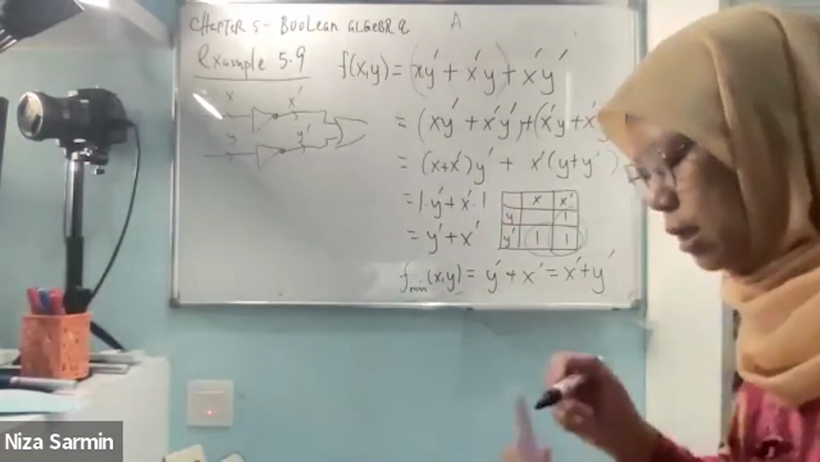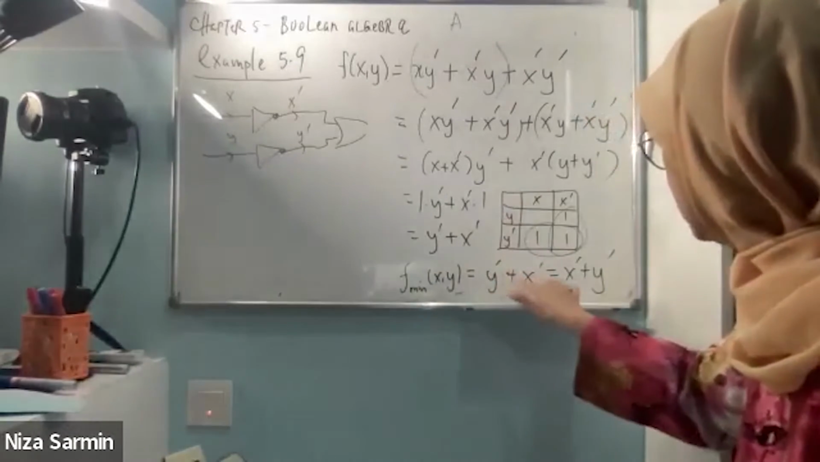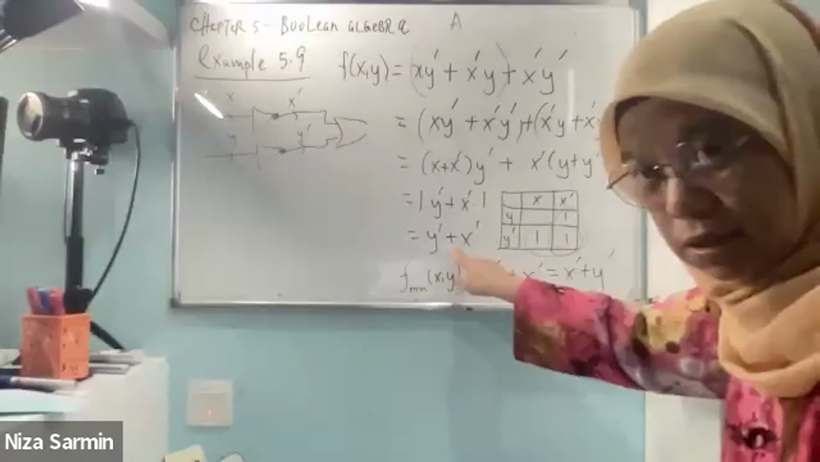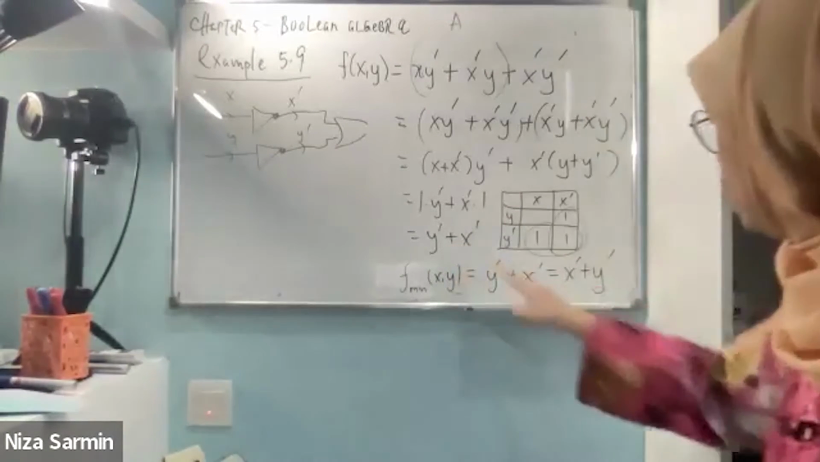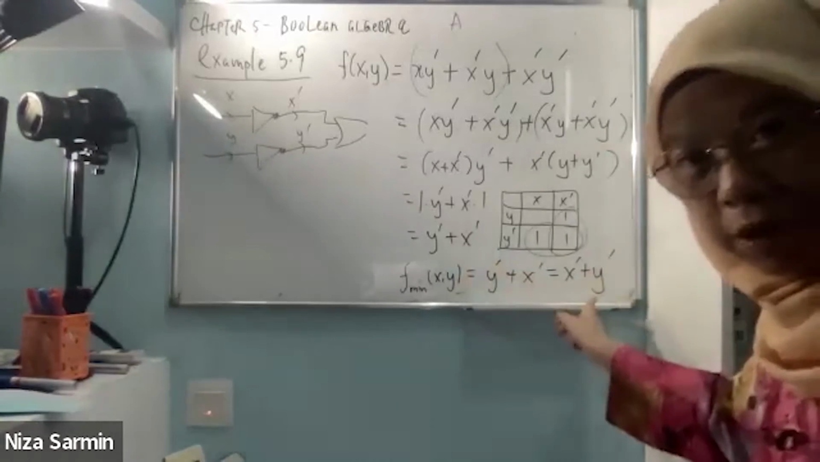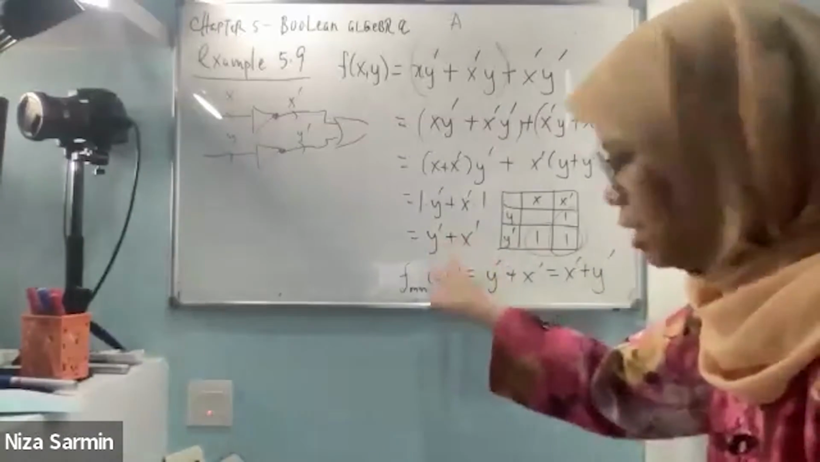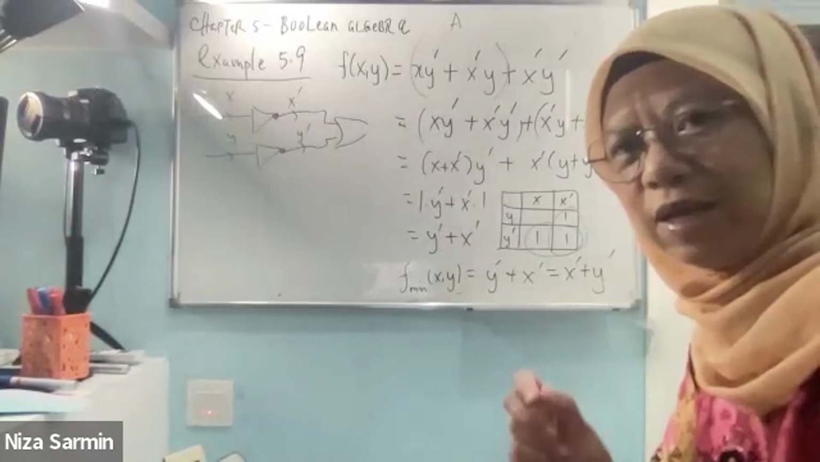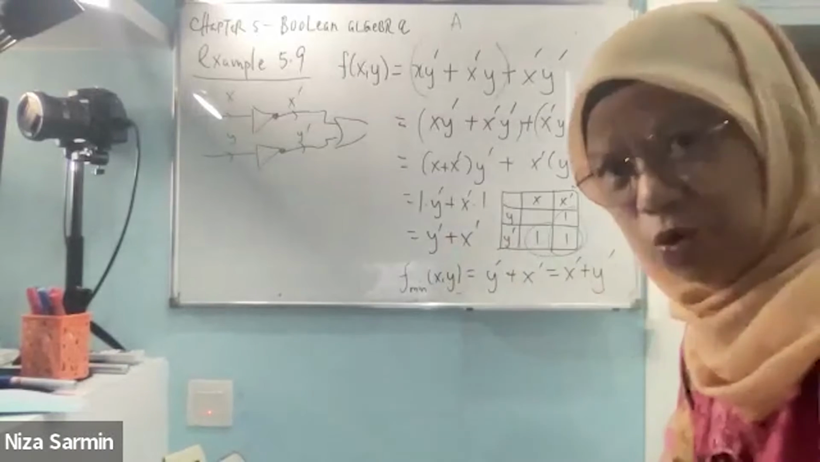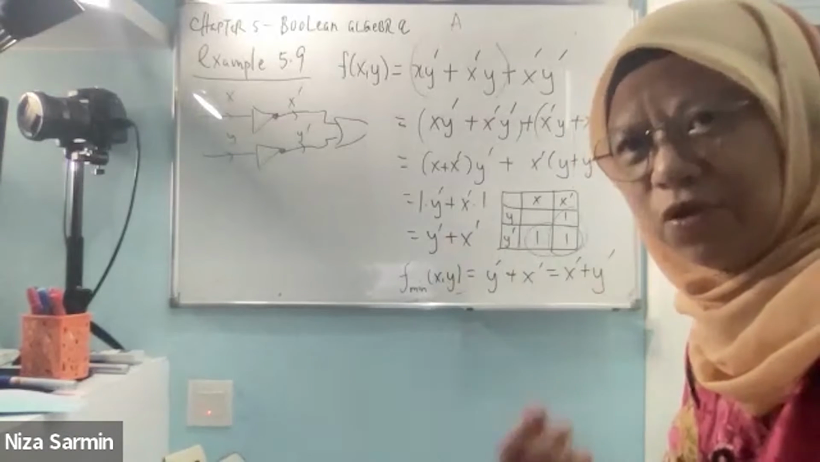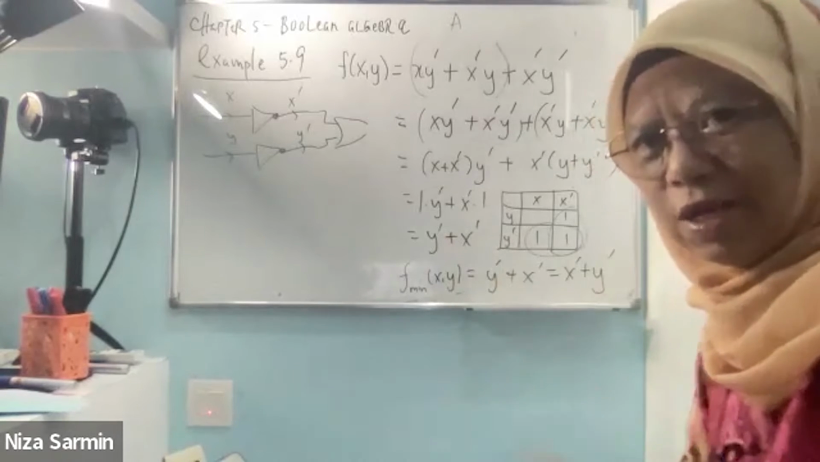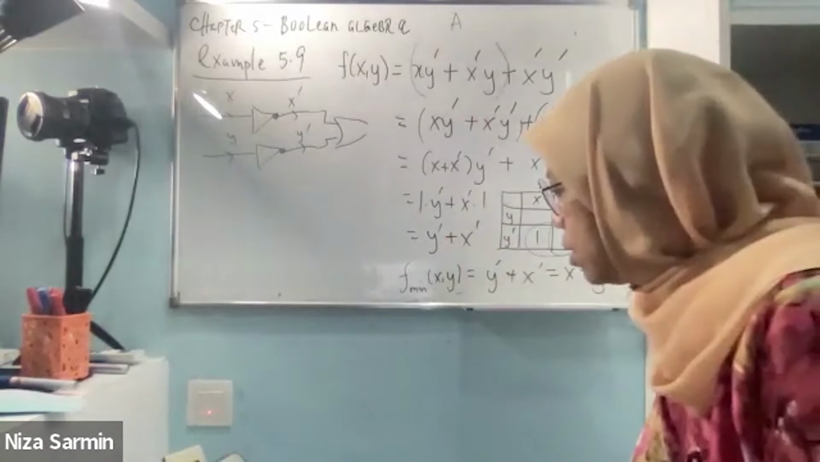If the question gives you y prime plus x prime, you leave it like this. If the question gives you x prime plus y prime, you have to write equals to x prime plus y prime. Make sure your final answer is the same as the question. Okay, if not, you will lose a point. To make sure you show exactly.